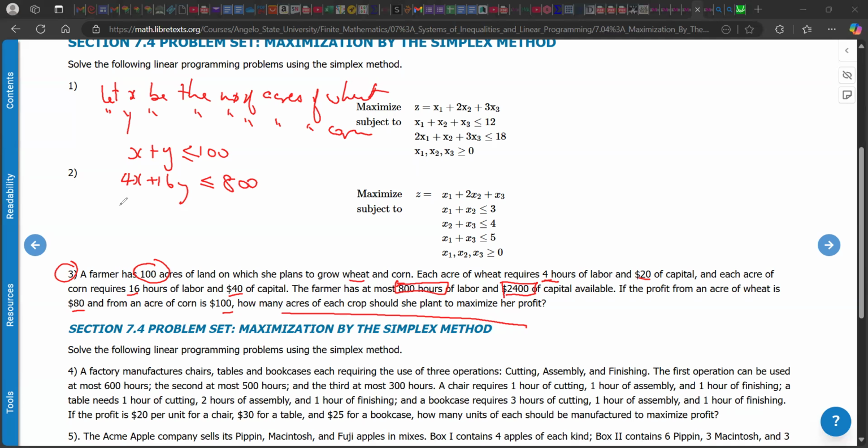And in terms of money, $20 for each acre of wheat and $40 for each acre of corn. And his cap is 2,400. It can't exceed that. And our objective function, P, is equal to $80 for each acre of wheat and $100 for each acre of corn, right? So that's our objective function. We want to maximize this, right?